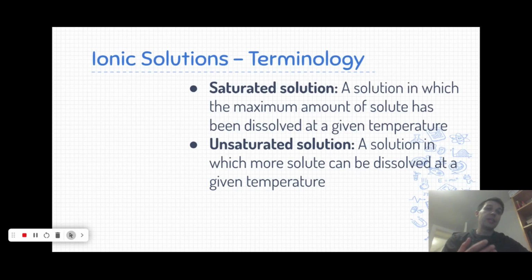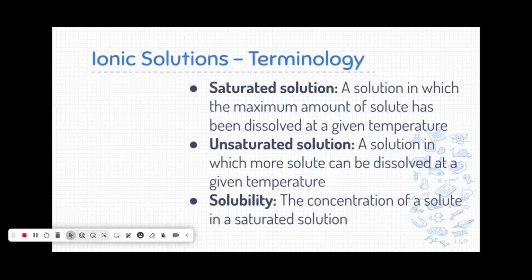We've already mentioned the idea of a saturated solution, and if we have a solution which does not have the maximum amount of solute dissolved at that given temperature, we call that an unsaturated solution. More of the solute can still be dissolved at that given temperature. And finally, solubility refers to a concentration. Specifically, the solubility of an ionic compound refers to the concentration of that ionic compound in a saturated solution.